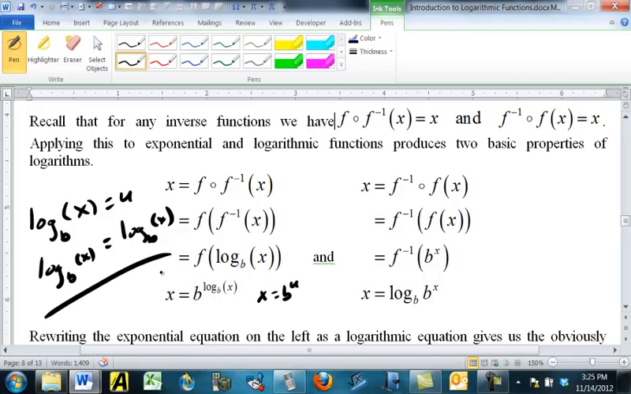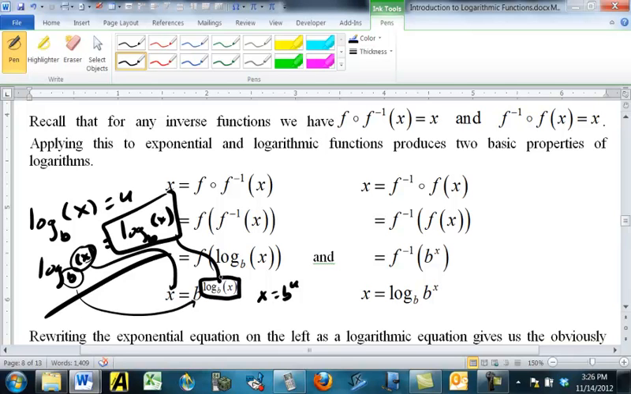Log base b of x and log base b of x are the same. So what we're doing is basically taking this, rewriting the base here, and the x goes here, and so that means this whole thing becomes the power here. And so those are equivalent.